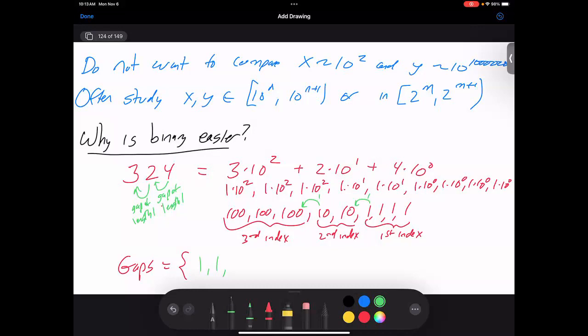So do we have 2 copies of the same index? Is there any index that's repeated? What's the first index that's present? The first index. And how often do we have the first index? 4 times. So is there a gap of length 0? Do we have 2 copies of the first index? We have 4 copies, don't we? So how many times are we going to have a gap of length 0 here?